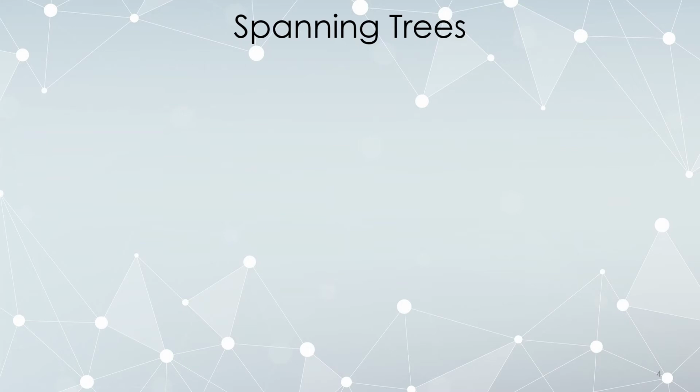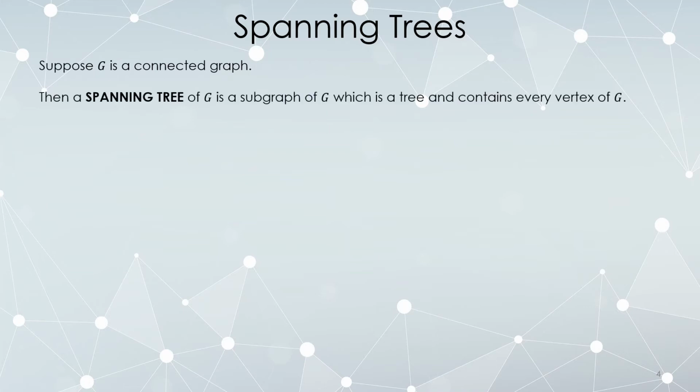Similar to our discussion of trees, there is another notion of a spanning tree. If G is a connected graph, a spanning tree of this graph is a subgraph that is a tree, but also must contain every vertex. So it's a tree because it's called a spanning tree, but the word spanning is used to imply that it does in fact touch all the vertices that the graph began with.